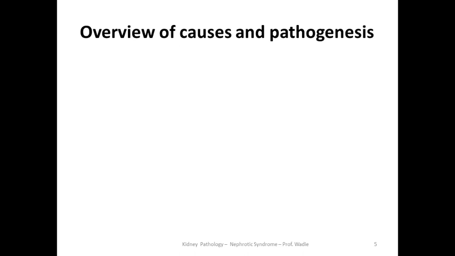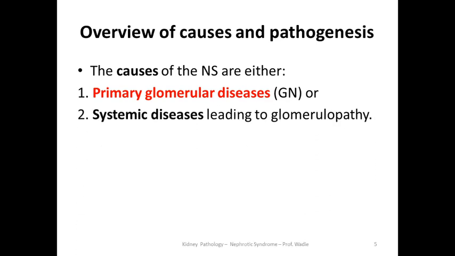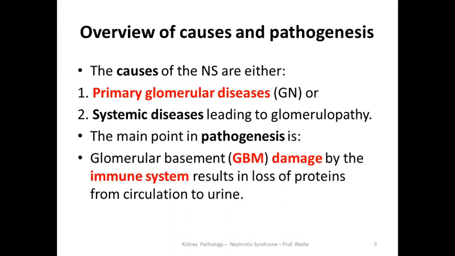The overview of the causes and pathogenesis. The causes of the nephrotic syndrome are either primary glomerular diseases or systemic diseases leading to glomerulopathy. These are the main causes. The main point in the pathogenesis is that glomerular basement membrane damage by the immune system results in loss of proteins from circulation to urine.